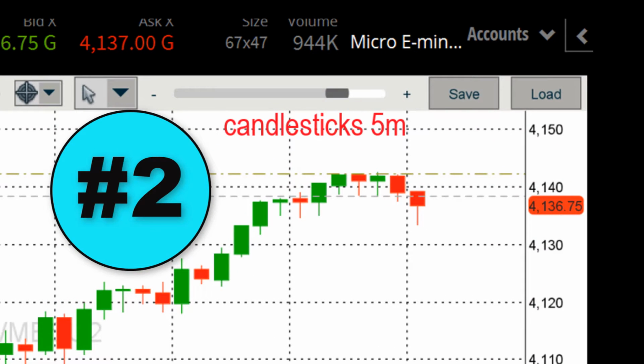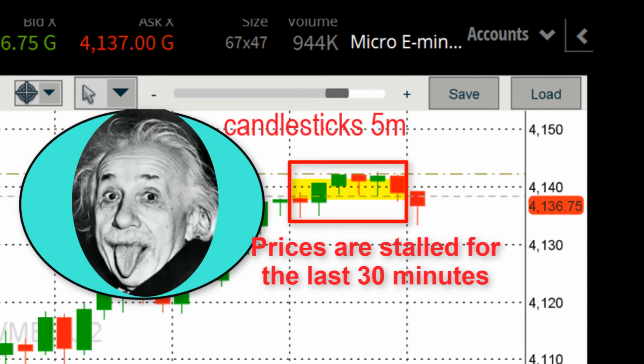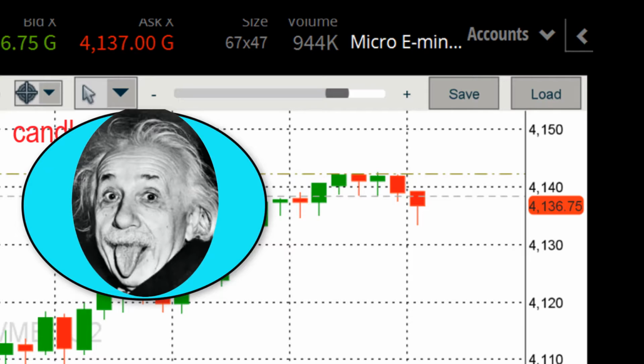Here's number 2. Remember, the candlesticks are 5 minutes wide. The yellow highlights inside the red rectangle prove that prices have stalled for the last 30 minutes. You remember your high school science, you throw a ball straight up and eventually it stops, reverses direction, and comes back down. Obviously, the chart is telling us at a certain price point there were more sellers than buyers. That's all. This is not rocket science, okay?